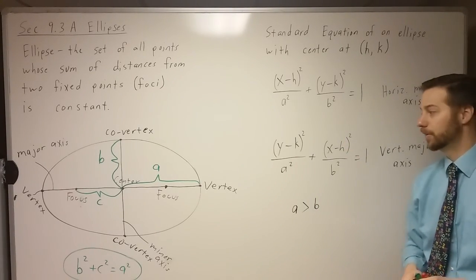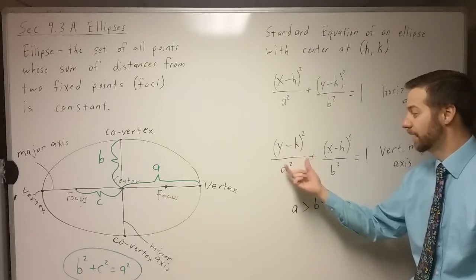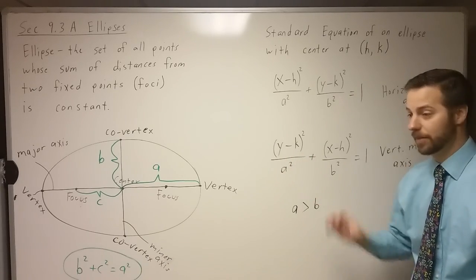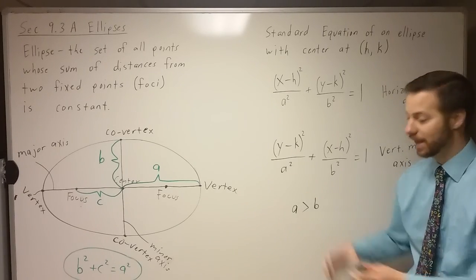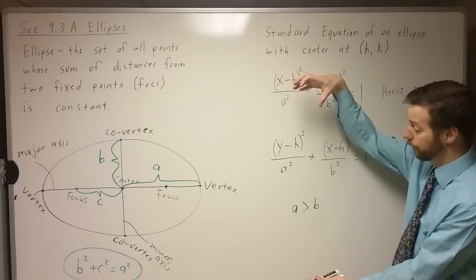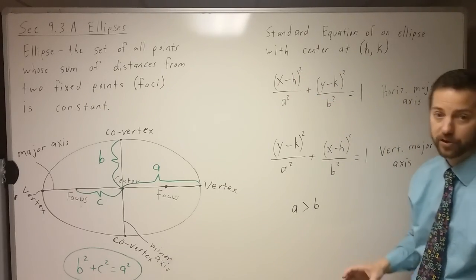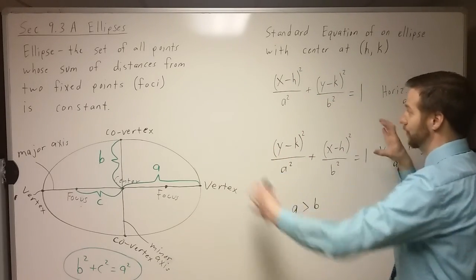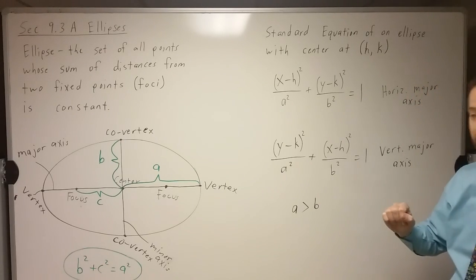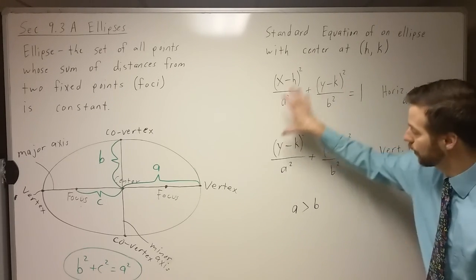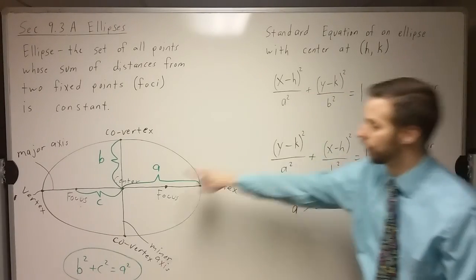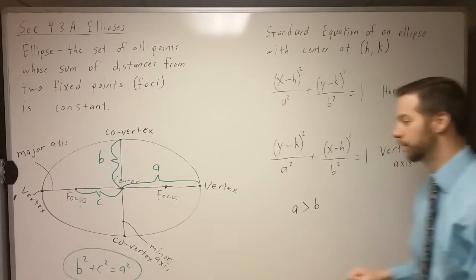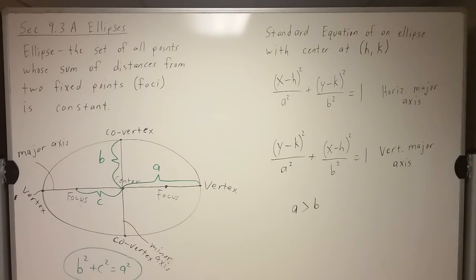Really, here's what it boils down to. Whichever variable has the bigger number under it, the ellipse is going to be stretched out more that direction. So if the bigger number is under the y, it's going to be stretched out more in the direction of y, and therefore a vertical major axis. If the bigger number is under the x, it's stretched out more in the x direction, so therefore a horizontal major axis. So there's our big formulas we're going to be using to find this. And remember that h and k in this represent the coordinates of that center point of the ellipse. So there's the basics. There's the background information.